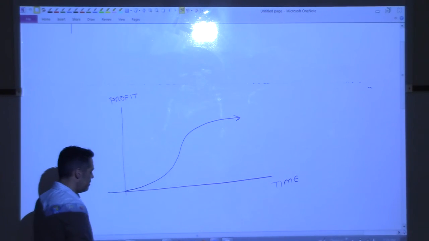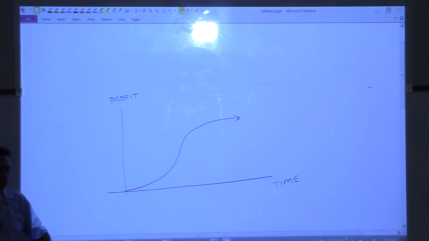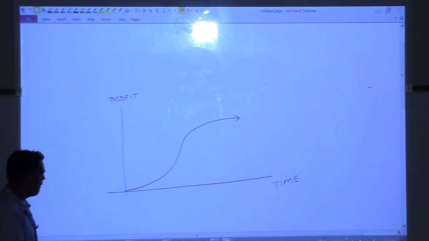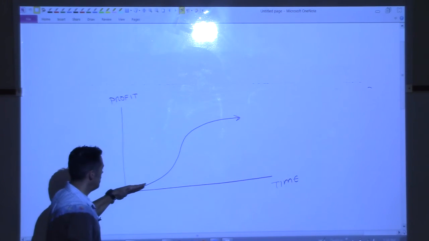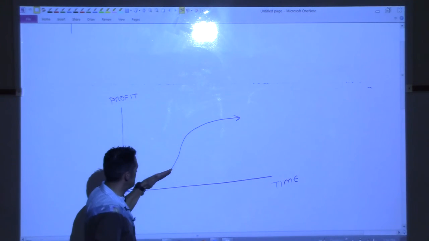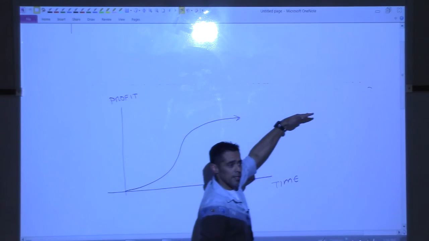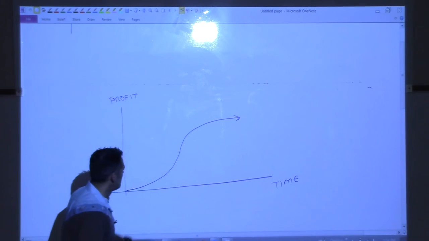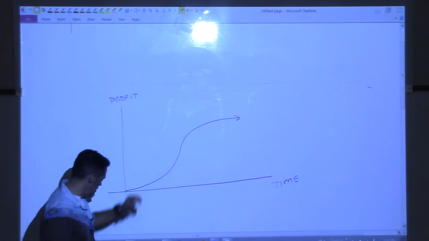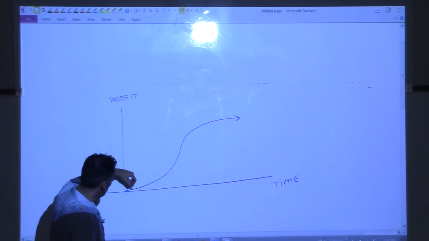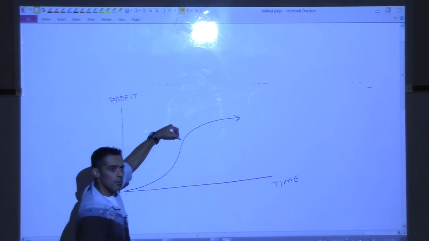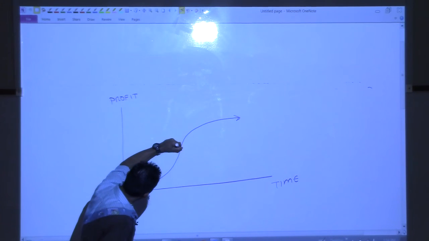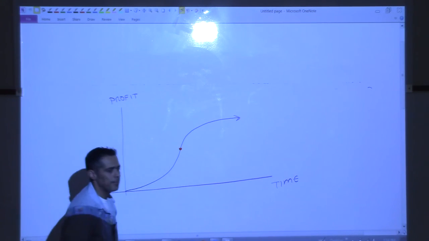So I'm looking at that, sitting with my colleagues, and we're talking about our business. We're like, okay, look, obviously our profit is increasing. As time has gone on, our profit has increased, and it's still increasing, isn't it? But something's happening right here. Right in here, we go from a smile to a frown. And that point right there is the inflection point.